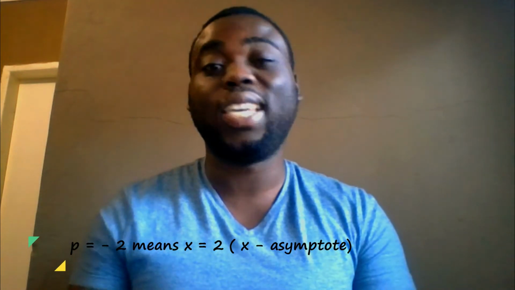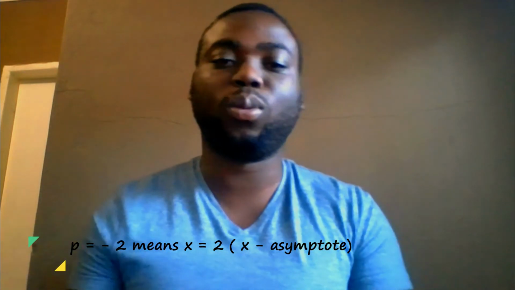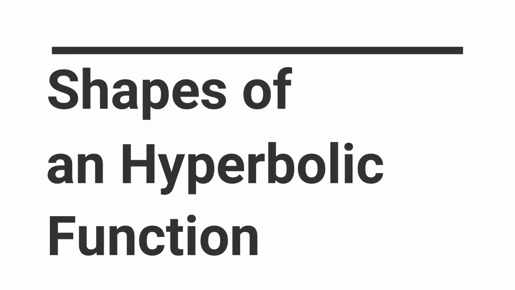However, for p, you would always have a change in sign. So if your p is negative 2, it means that your asymptote isn't negative 2, it's actually 2. And the reverse could be said: if your p is positive 2, then your x asymptote will be x equals negative 2. So let's talk about shape.